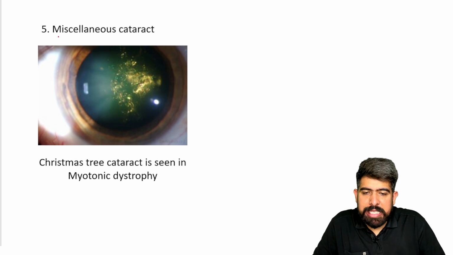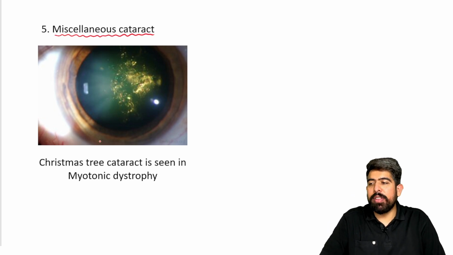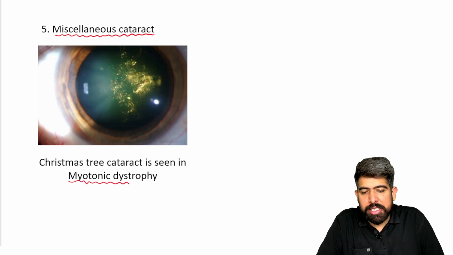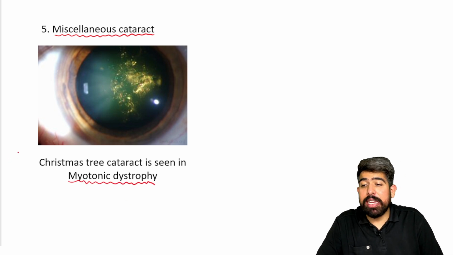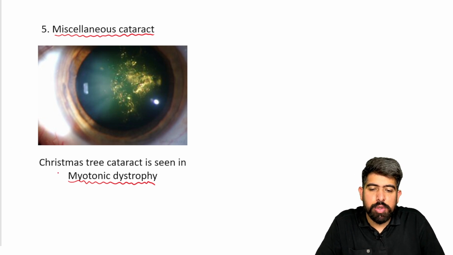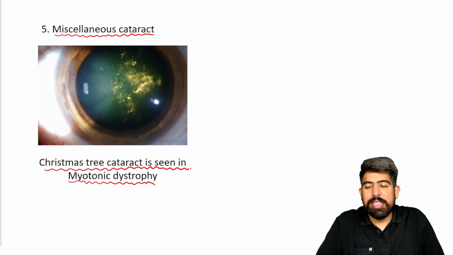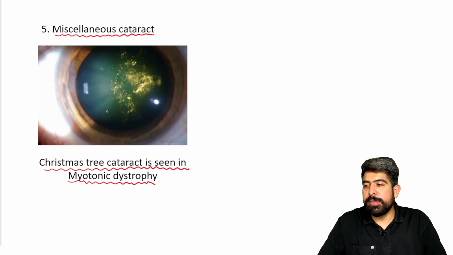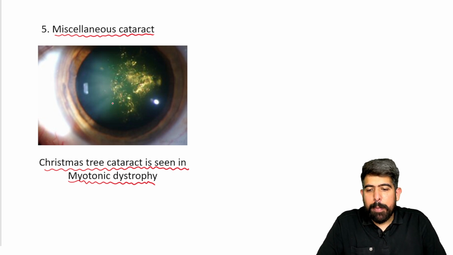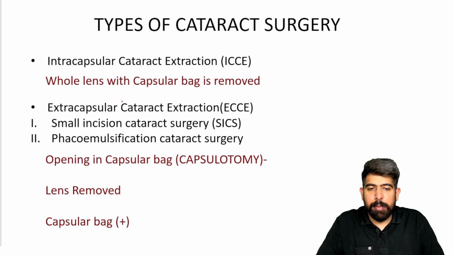And the last one is the miscellaneous type of cataract. In the miscellaneous type, we have an important cataract seen in the disease known as myotonic dystrophica, and it has a very good name: Christmas tree cataract. You can see it looks like a Christmas tree. This is seen in myotonic dystrophica, right? So this is about cataract.